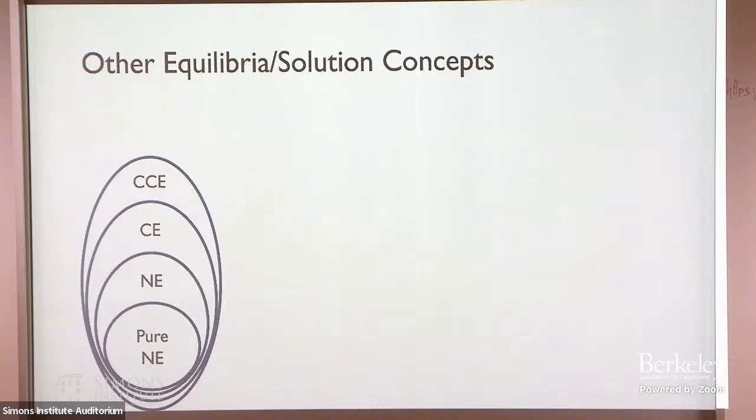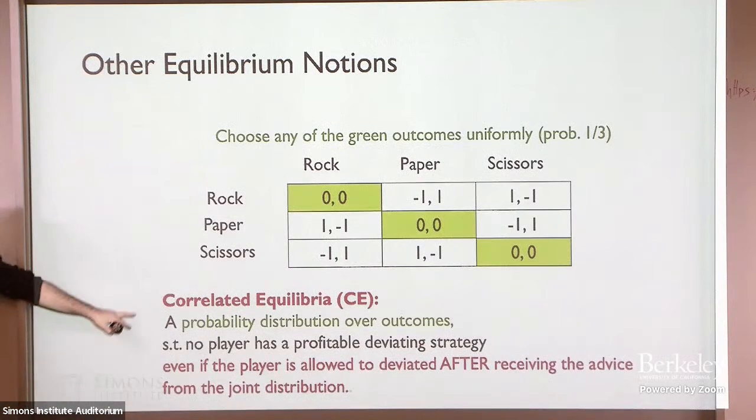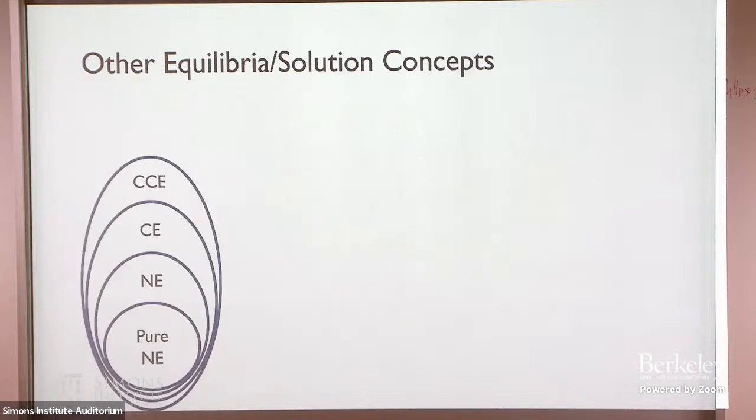That's our universe. And just one last thing, if it's not obvious: every Nash equilibrium is trivially a correlated equilibrium, right? Since the distribution is a product, there's no way to take any advantage by being given some information, right? So this is our universe.